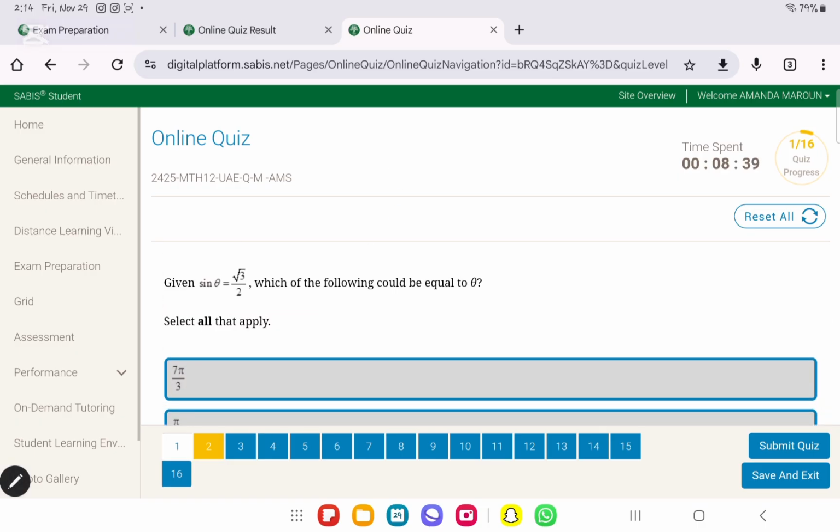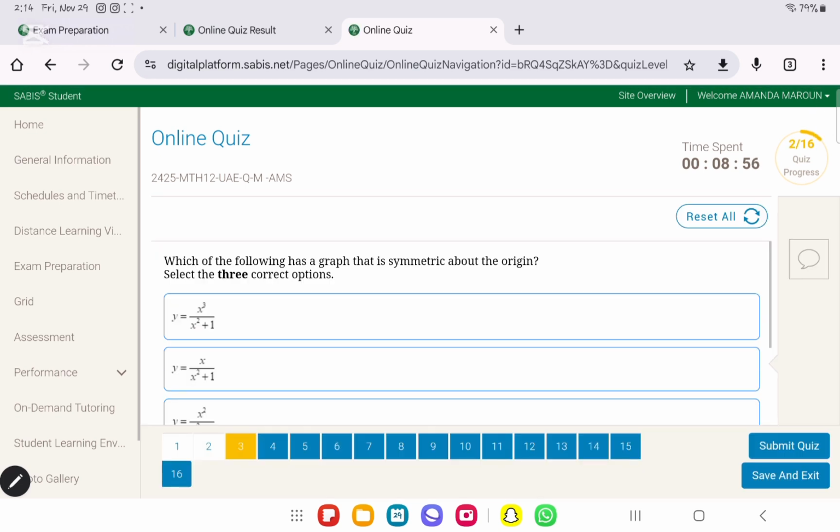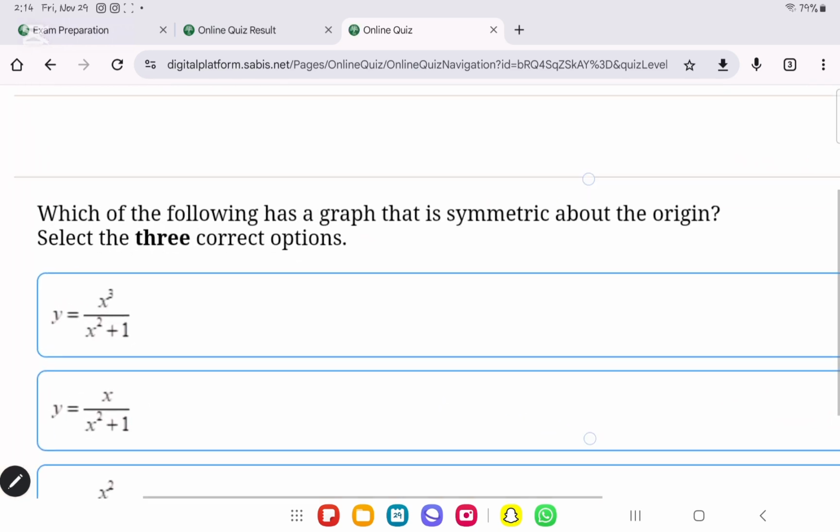Basically, how to solve this type of question: if we have sine, we're going to put sine, okay? And then on the calculator, instead of the pi, we're going to put 180, and then we will solve. Now we move on to the next one. This one will take some time.